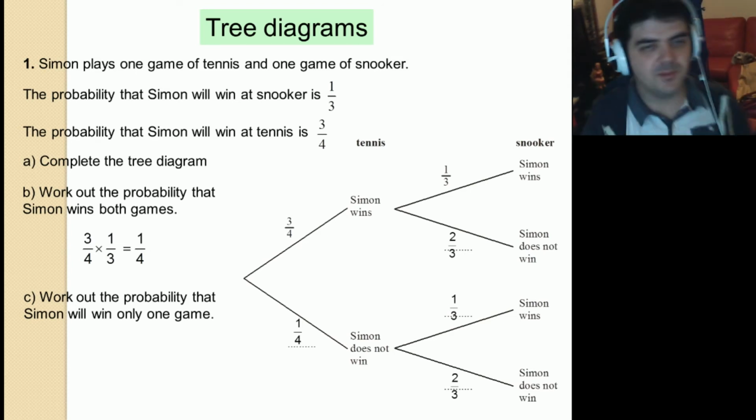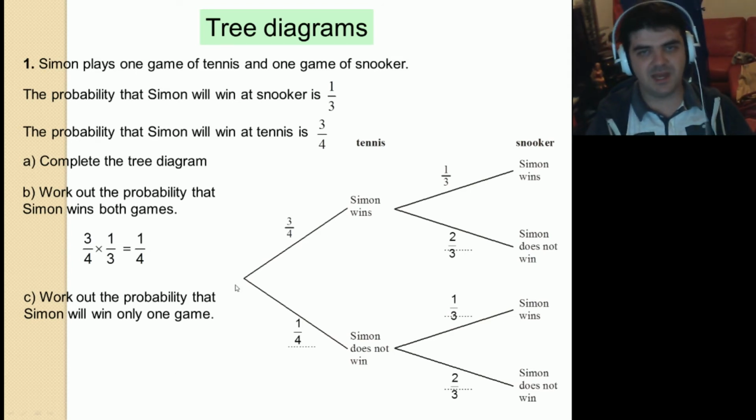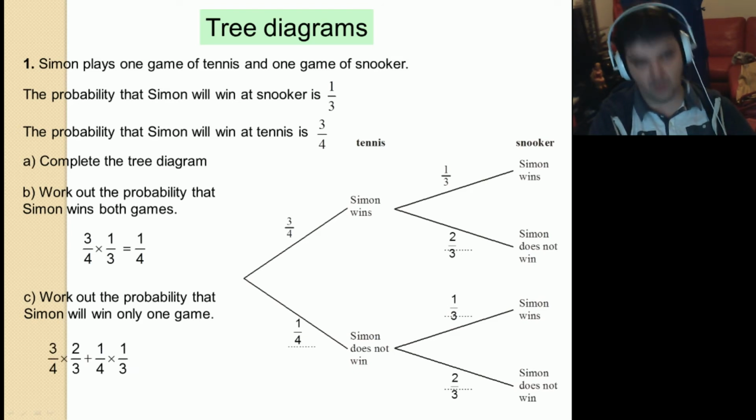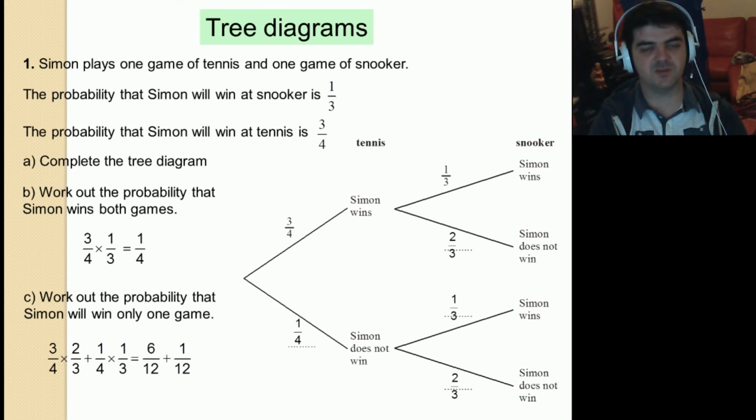Work out the probability he'll only win 1 game. Well, that can happen by either winning tennis and losing snooker, or losing tennis and winning snooker. So it's 3/4 times 2/3, or, meaning plus, a quarter times a third. And if I do all that together, I get 6/12 plus 1/12, and that gives me 7/12.